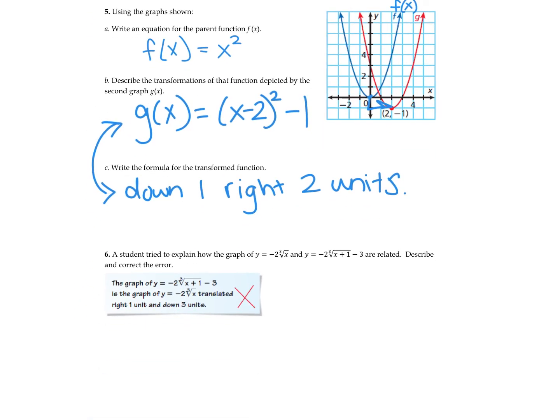And then the last one is just describe the error, so they tell you how they thought it should move, and there's an error that you have to find. All right, you have the rest of the class to work on your homework.